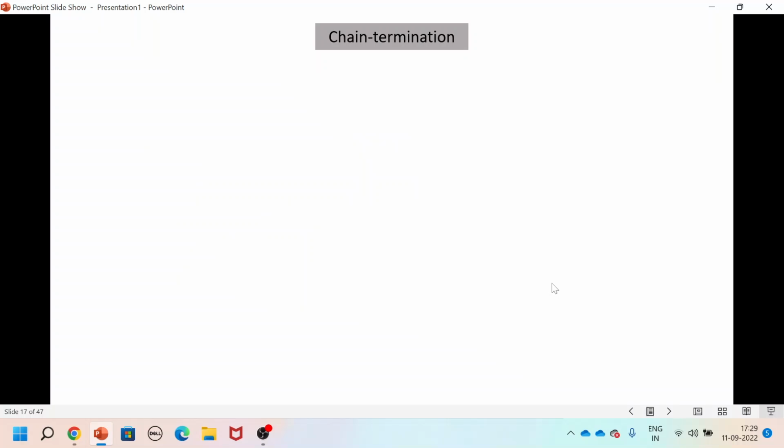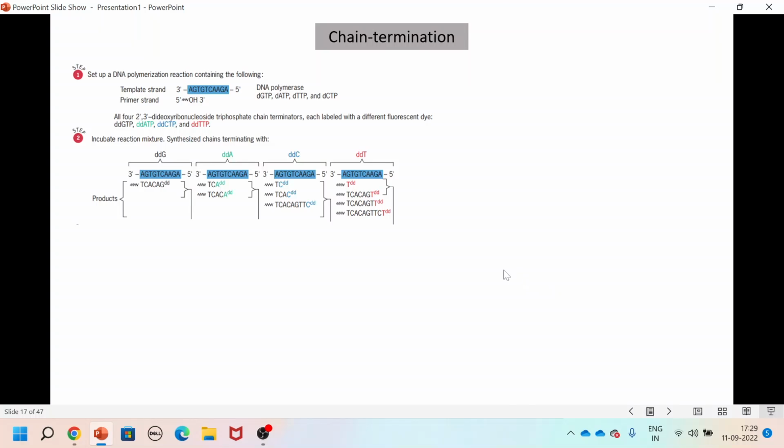So the Sanger sequencing method, which is also known as the chain termination method, as we are terminating the formation of the DNA chain here, involves the following steps. Firstly, we set up a normal DNA polymerization reaction, which consists of a template strand, a primer, DNA polymerase, and different nucleotides. But besides all these normal nucleotides, we also have 2',3' dideoxyribonucleoside triphosphate chain terminators, which are fluorescently labeled and are added in the reaction mixture. We then incubate this reaction mixture and try to see the synthesis of the chain termination.